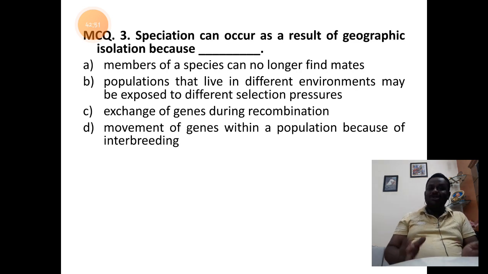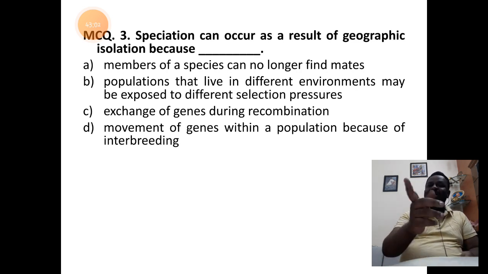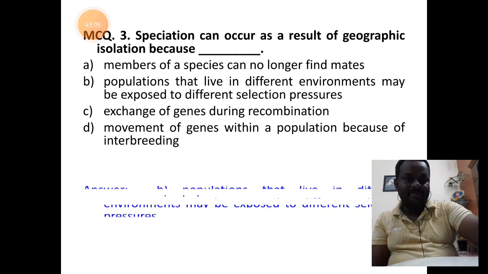C, exchange of genes during recombination. That doesn't happen at all. D, movement of genes within a population because of interbreeding. This also doesn't take place. So the answer is B.